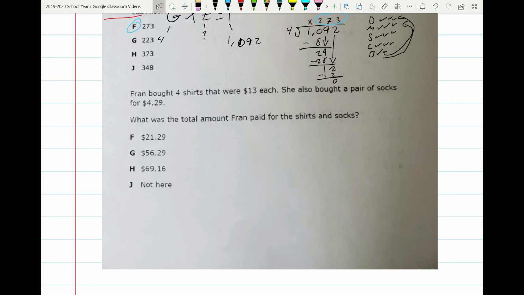Okay. Last one. I'm just going to do a few more, and that way we can do the checking. Fran bought 4 shirts that were $13 each. She also bought a pair of socks for $4.29. What is the total amount Fran paid for the shirts and socks? So let's see. What do we know? Do you see how I'm always doing my strategies? 4 shirts that each cost $13, and then a pair of socks that cost $4.29. My problem is, what is the total amount Fran paid for the shirts and socks?